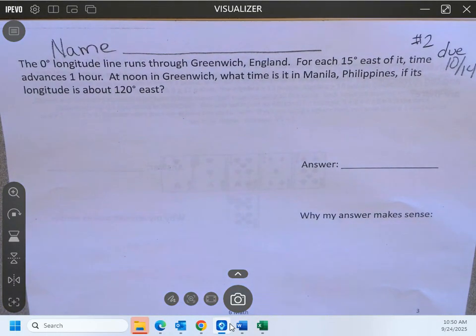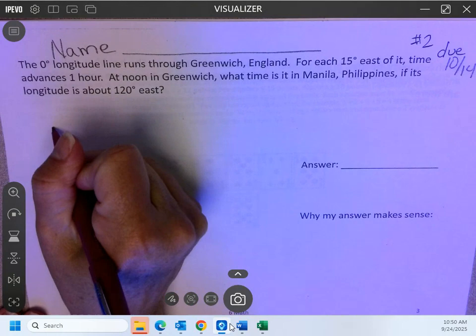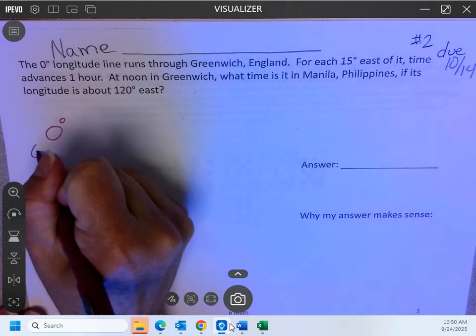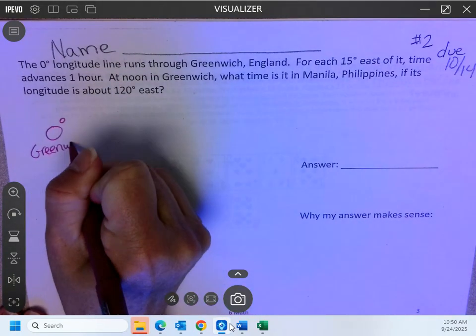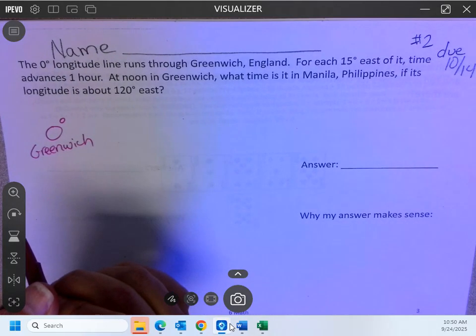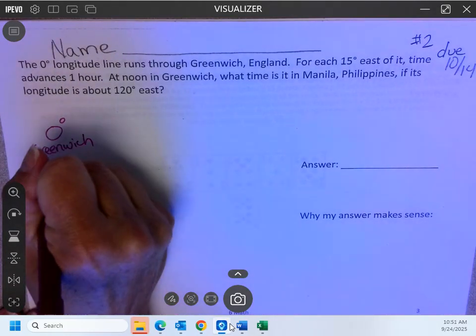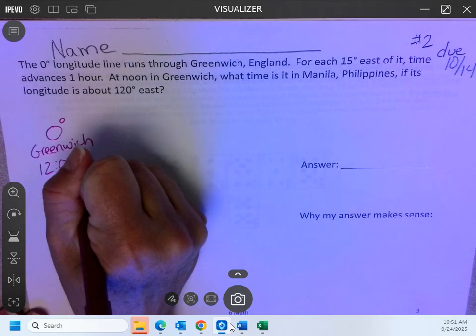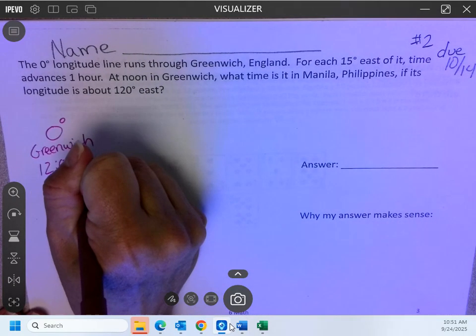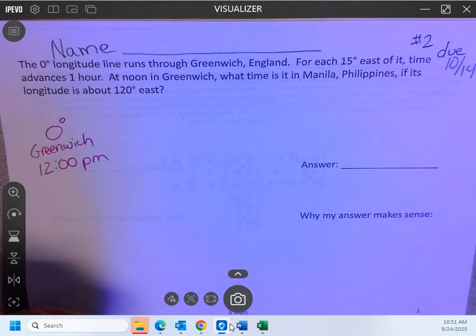Alright, if we are at 0 degrees in Greenwich, it's going to be noon. What time is noon? Matt? 12 o'clock a.m. or p.m.? p.m. Okay, because noon is in the afternoon, so it is a p.m.